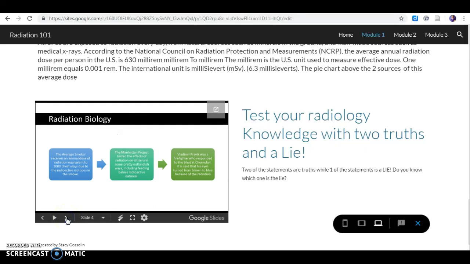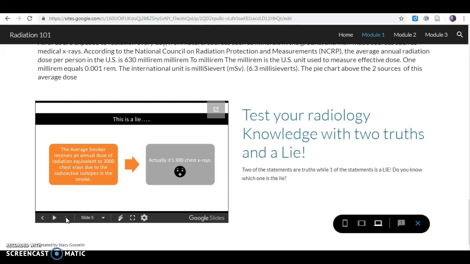And then we go on to a little bit of radiation biology. The average smoker receives an annual dose of radiation equivalent to 3,000 chest x-rays due to the radioactive isotopes in the smoke. The Manhattan Project tested the effects of radiation on citizens in some pretty outlandish ways, including feeding babies radioactive oatmeal. And Vladimir Pavlik was a firefighter who responded to the blast at Chernobyl, and it was said that his eyes turned from brown to blue because of the radiation. Which of those statements is false?